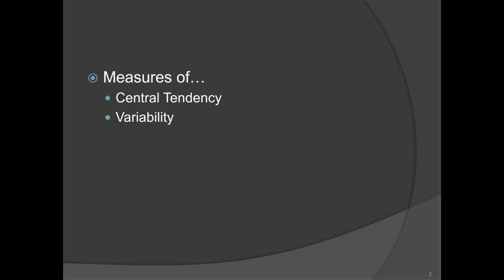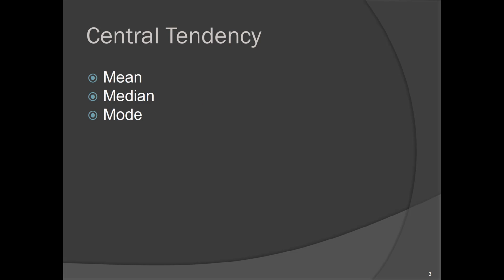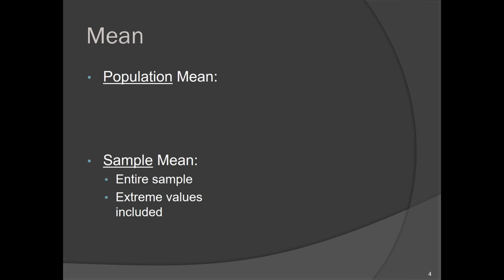So I'm just going to do a quick review of mean, median, and mode, measures of central tendency. And then we'll talk about some measures of variability. All of those go into your descriptive statistics or come out of your descriptive statistics output. So you probably remember mean, median, and mode. I'll just do a brief summary.